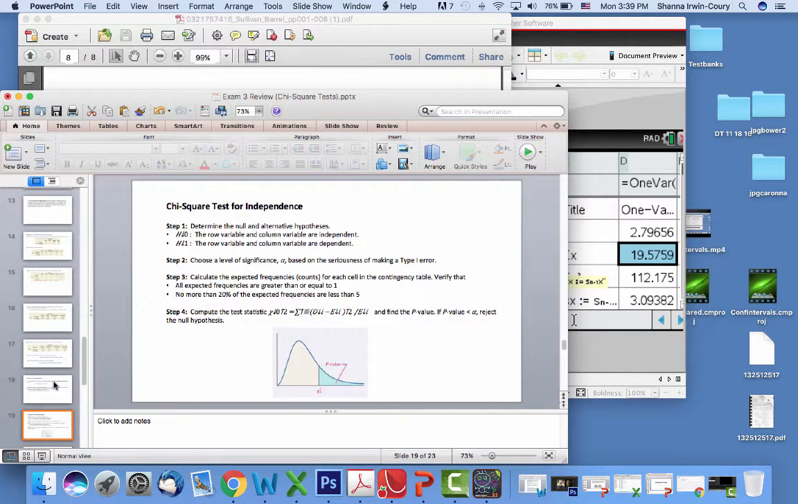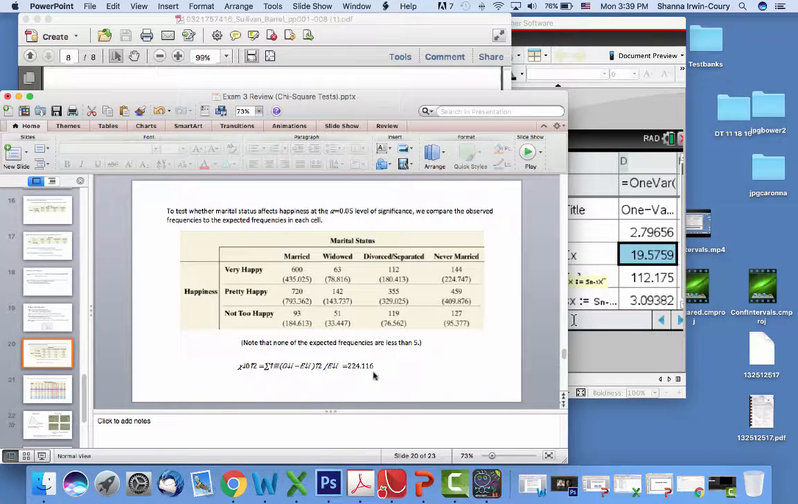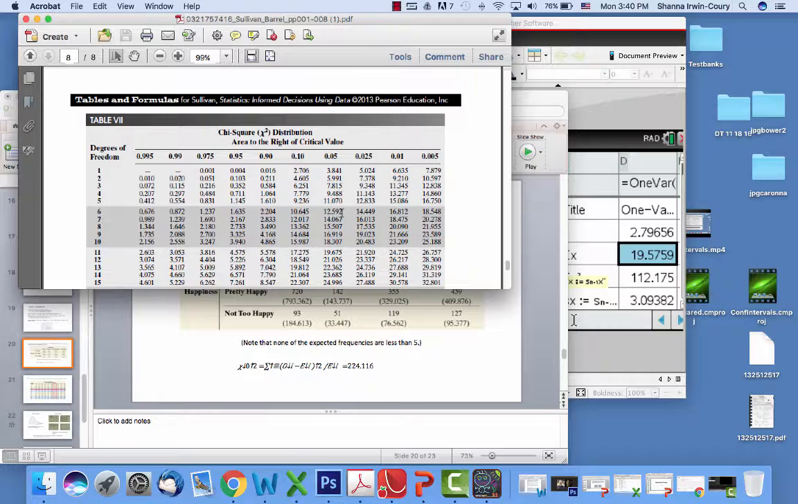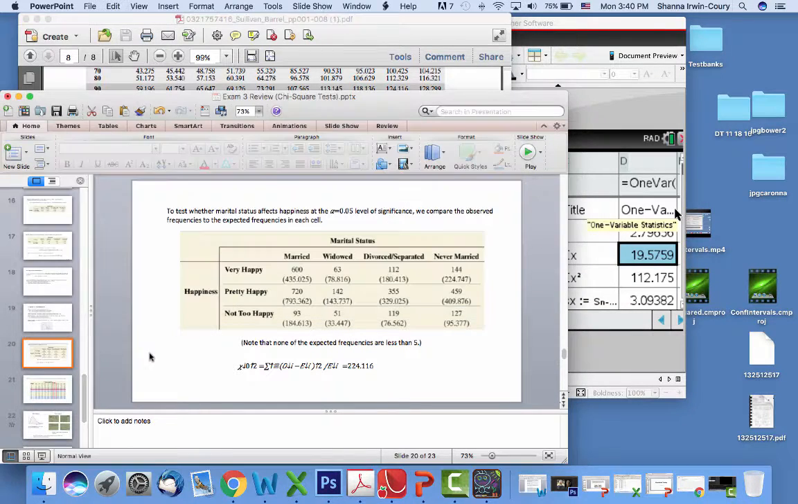But once you have your chi-square, so here it's, lordy, very, very big, 224.116. So you have degrees of freedom 3 times 2, degrees of freedom 6 again, alpha equal 0.05, so 12.592. 224.116 wouldn't even be in this picture, right? It's like way off my screen there. Definitely in the rejection region.